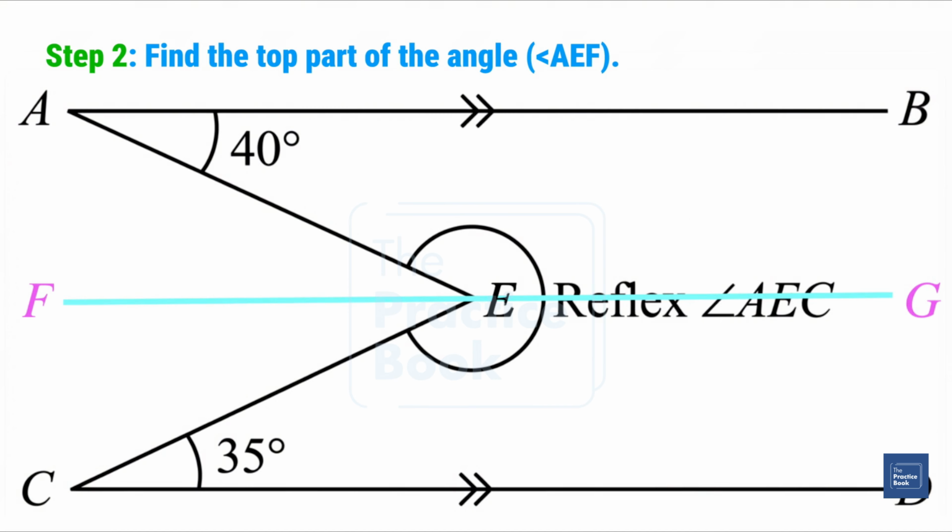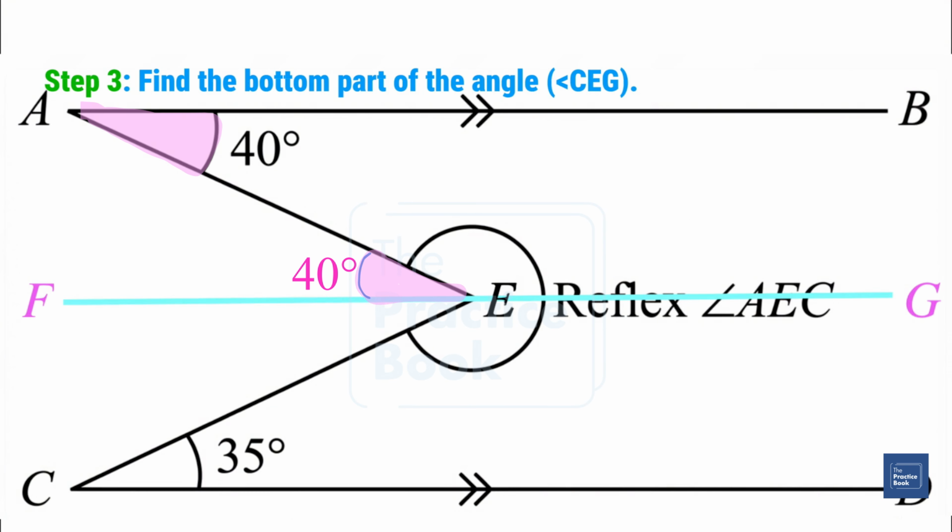This means angle BAE is equal to angle AEF. Since angle BAE is 40 degrees, angle AEF must also be 40 degrees. Easy. Now for the bottom part.